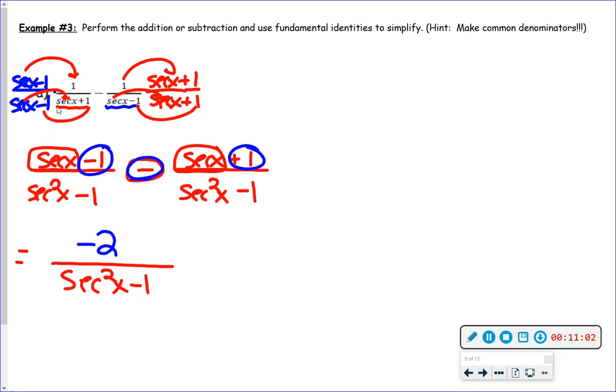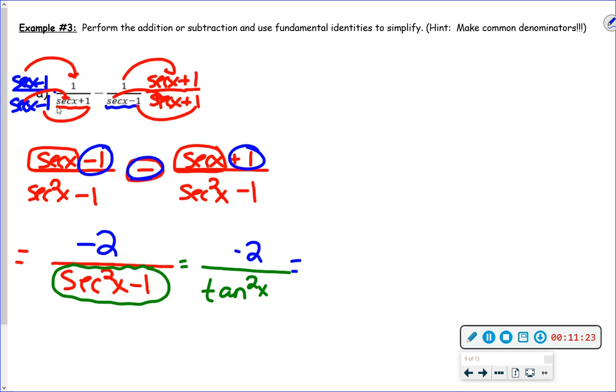So I did the fraction work. Then it says use identities to simplify. So of course I'm looking at this with the squared, and I'm like, ooh, notice I'm circling it in green. Identity. Secant squared minus 1 in the identity sheet is tangent squared. And I'm just going to leave the negative 2, of course.